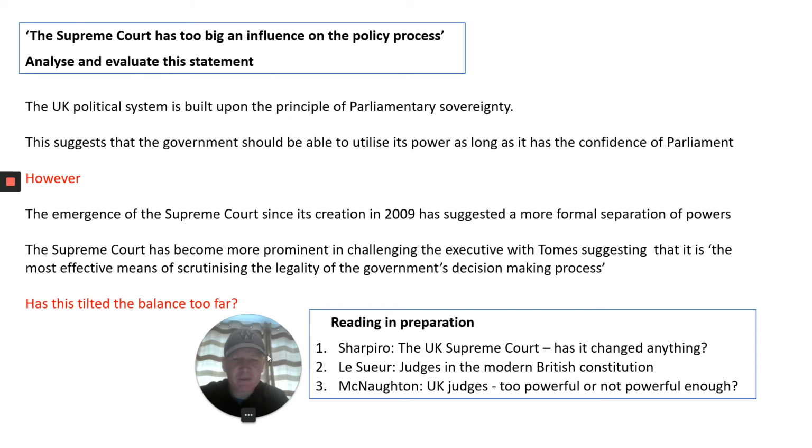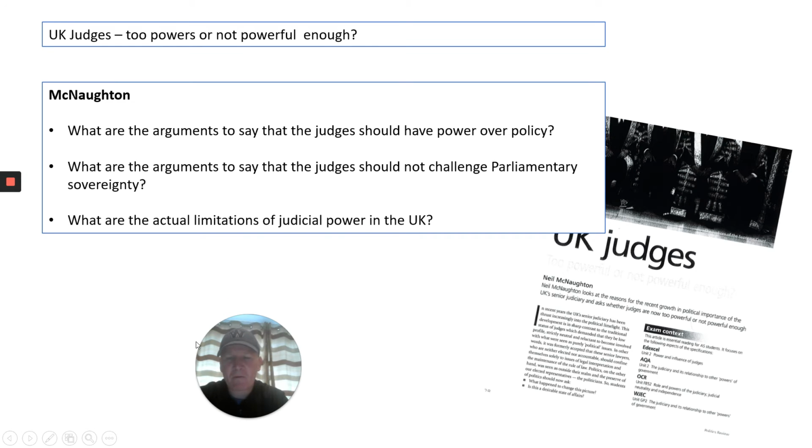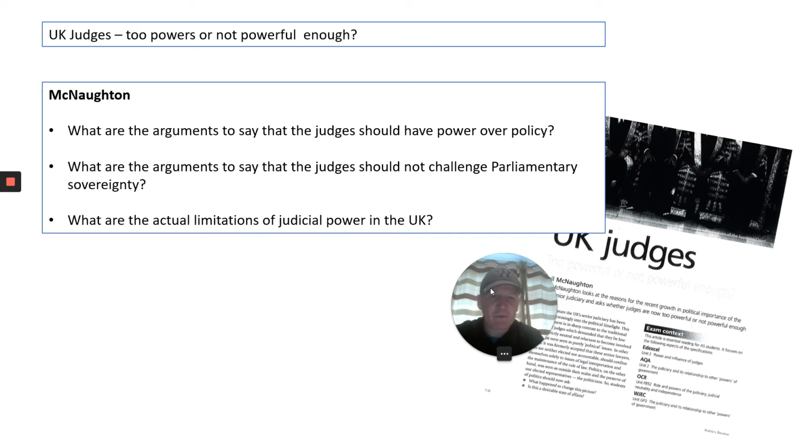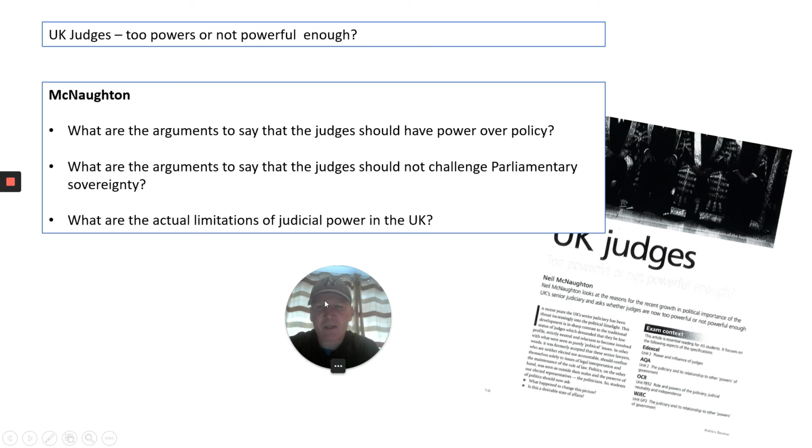So we need to read. These are the 3 areas of articles that we need to use. First one's Macnaughton's. Okay, looks like this. And within that particular article, what I want you to do is look for the arguments that the judges should have power over policy, as against they shouldn't be able to challenge parliamentary sovereignty. And where the actual limits lie in terms of judicial power in the UK. That's the value of that article. It should take you about half an hour to do. So get on with that now.